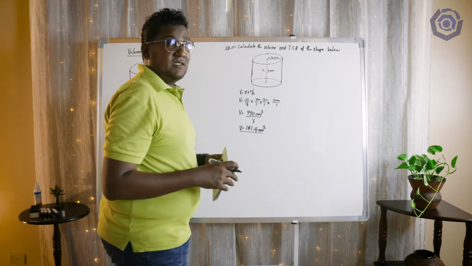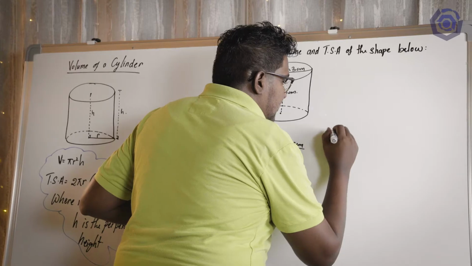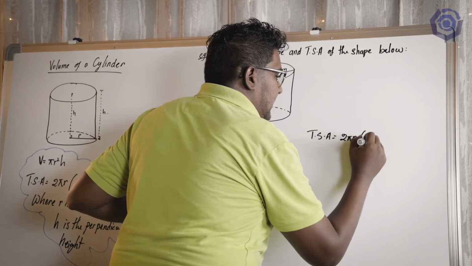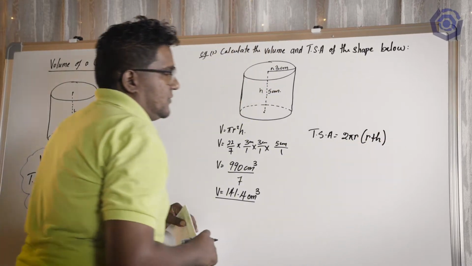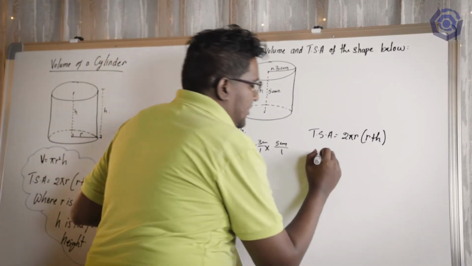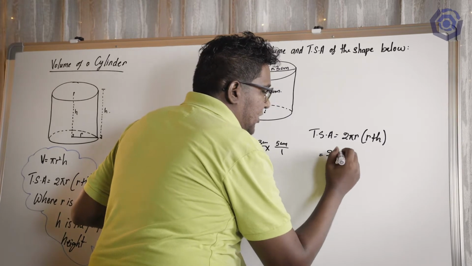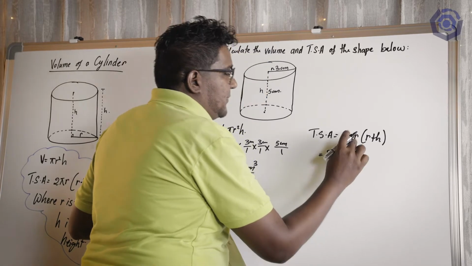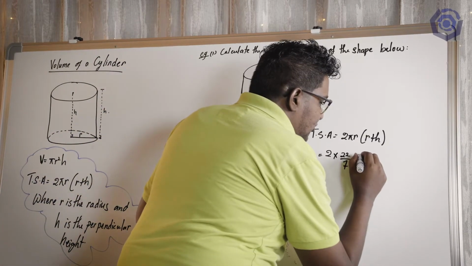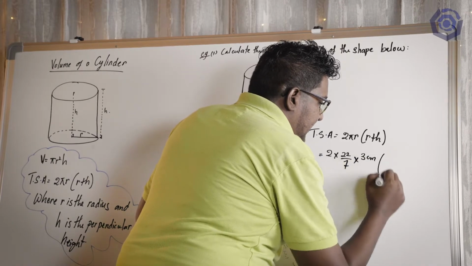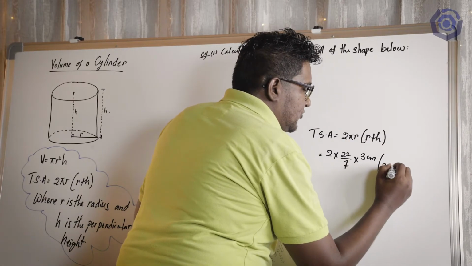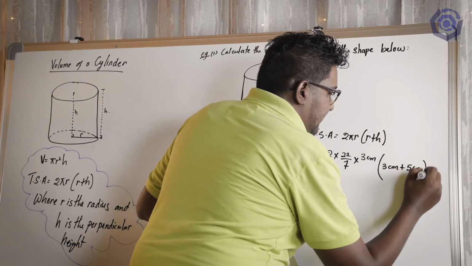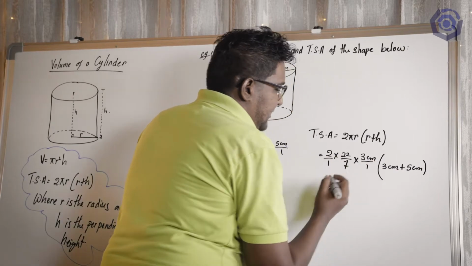Now let's go and find the total surface area. The formula is 2 pi r into r plus h. Let's start substituting our values. So we have 2 multiplied by pi, which is 22 over 7, multiplied by r, which is 3 cm, into r, which is 3 cm, plus h, which is 5 cm. We put these over 1, make them into fractions.